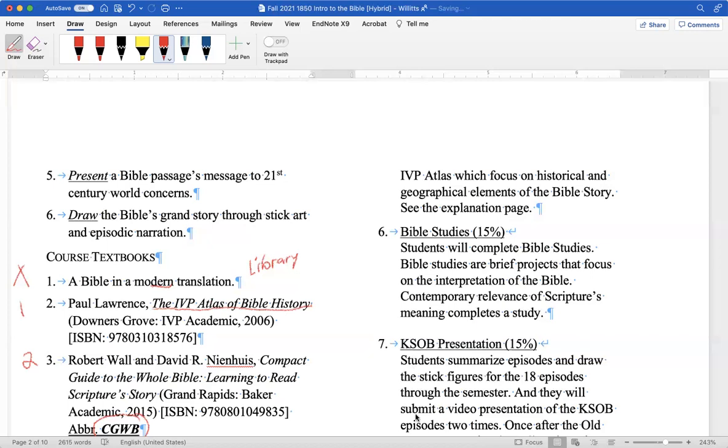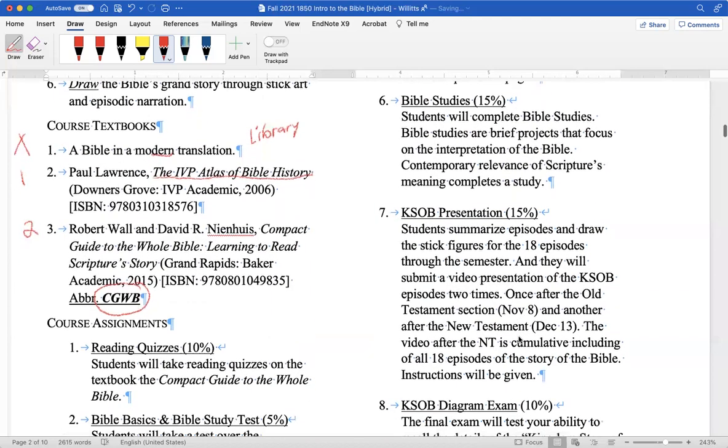The 7th is the KSOB presentation or presentations. Probably I should have an S there. So assume there is an S right there, because you're going to be making more than one presentation. Now, what does KSOB mean? And you're going to see that abbreviation more than once. KSOB means Kingship Story of the Bible. So you're going to be making Kingship Story of the Bible presentations.